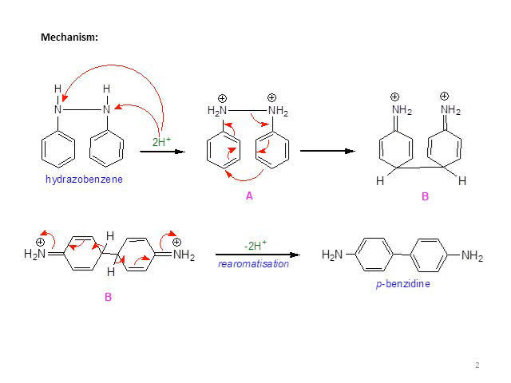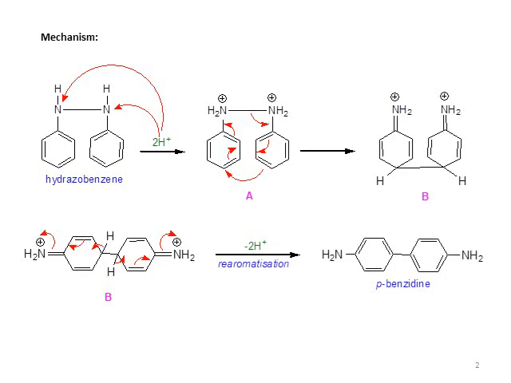Next, the bond between two nitrogen atoms of the intermediate A breaks due to delocalization of the electrons, wherein the pi electrons of one of the phenyl rings attack the para position of another phenyl ring to yield intermediate B. We can also write intermediate B like this. In the next step, deprotonation of intermediate B, that is rearomatization of intermediate B, occurs to form para-benzidine.